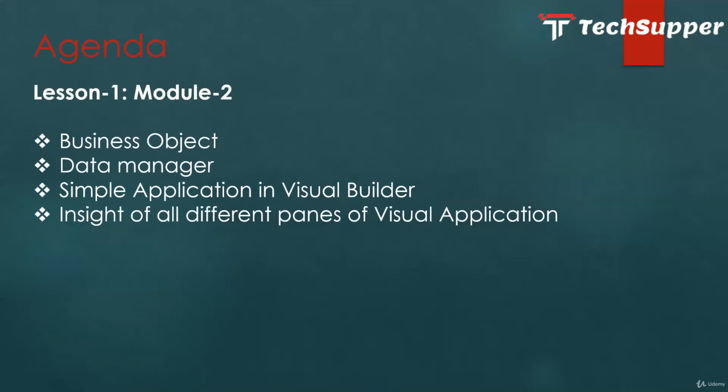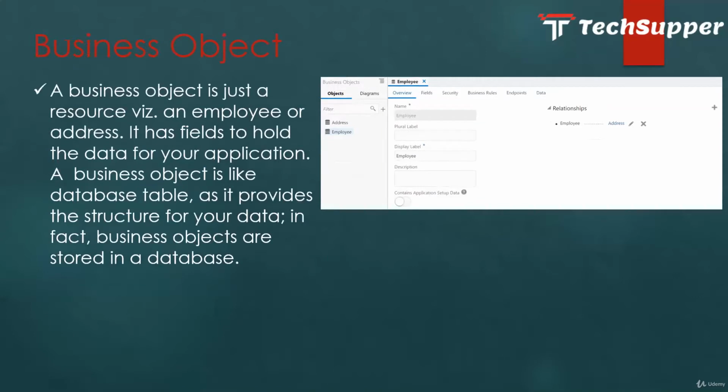So let's get started. What is a business object? A business object is just a resource, for example, an employee or address. It has fields to hold the data for your application. A business object is like a database table as it provides the structure for your data. In fact, business objects are stored in a database.